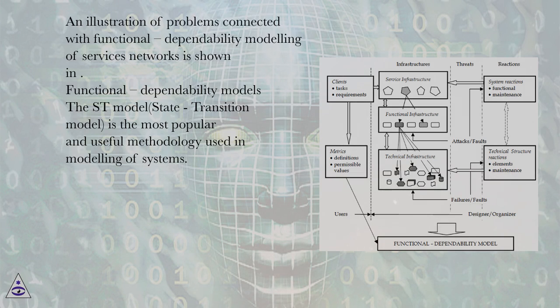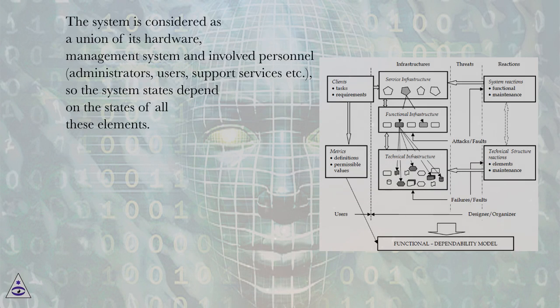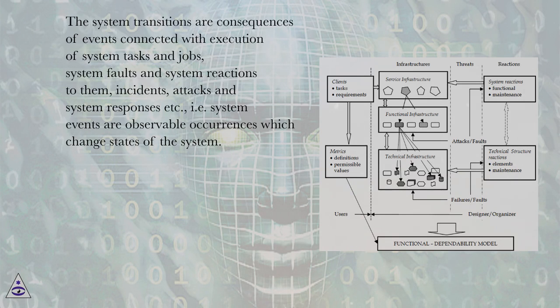The ST model, state-transition model, is the most popular and useful methodology used in modeling of systems. The system is considered as a union of its hardware, management system and involved personnel, administrators, users, support services etc., so the system states depend on the states of all these elements. The system transitions are consequences of events connected with execution of system tasks and jobs, system faults and system reactions to them, incidents, attacks and system responses etc., i.e. system events are observable occurrences which change states of the system.